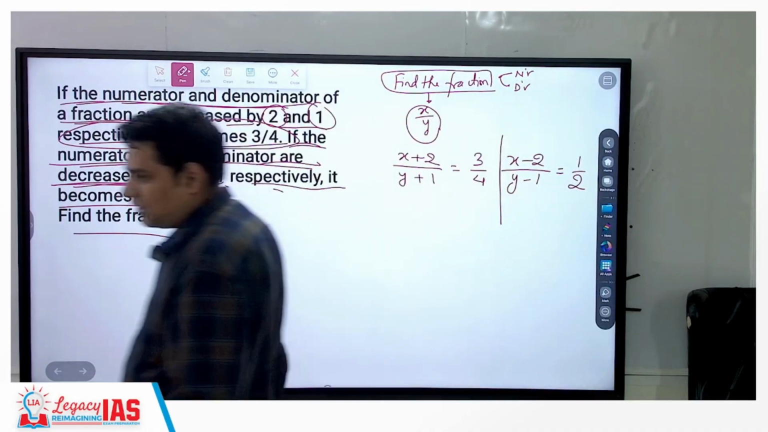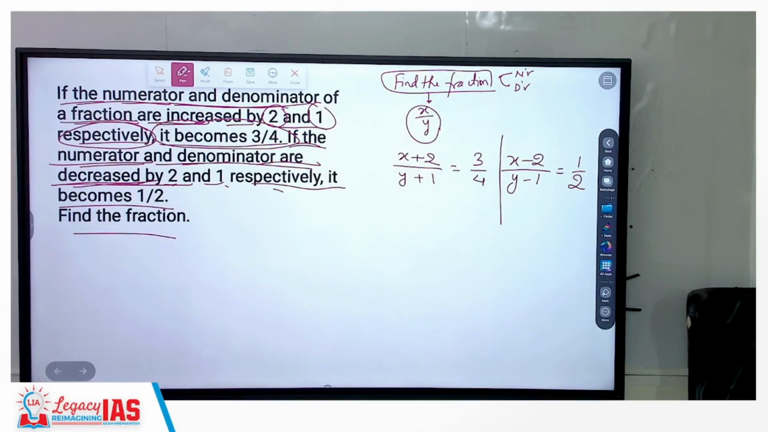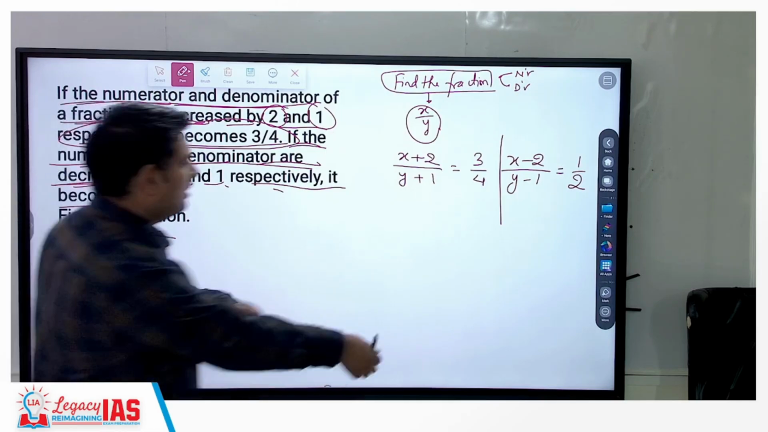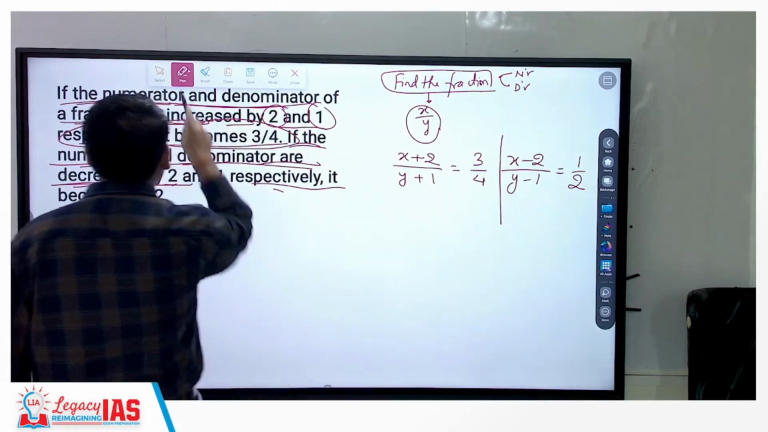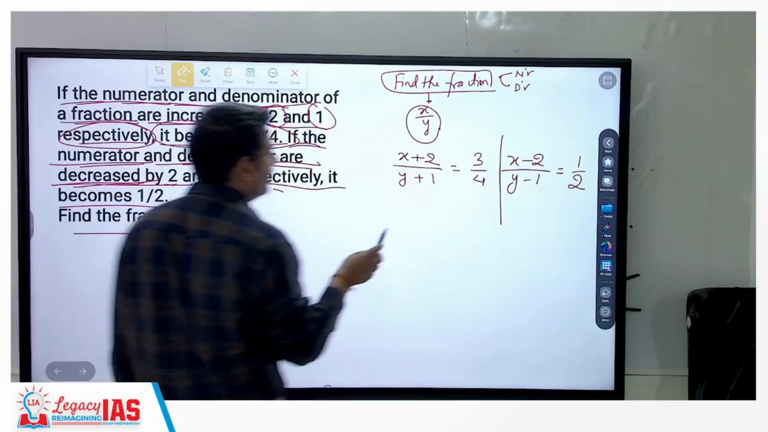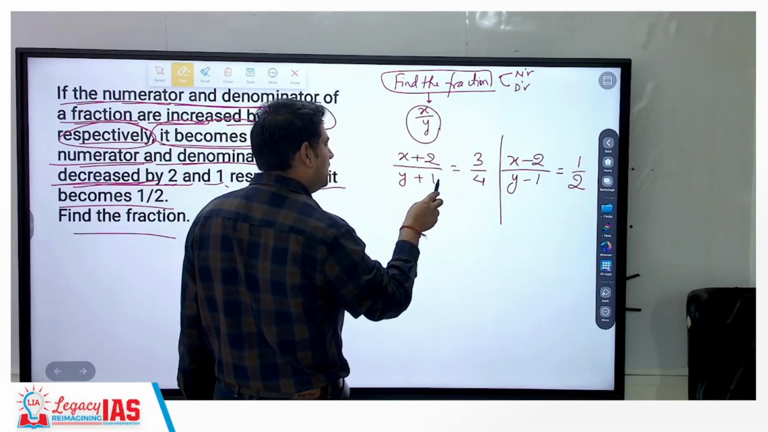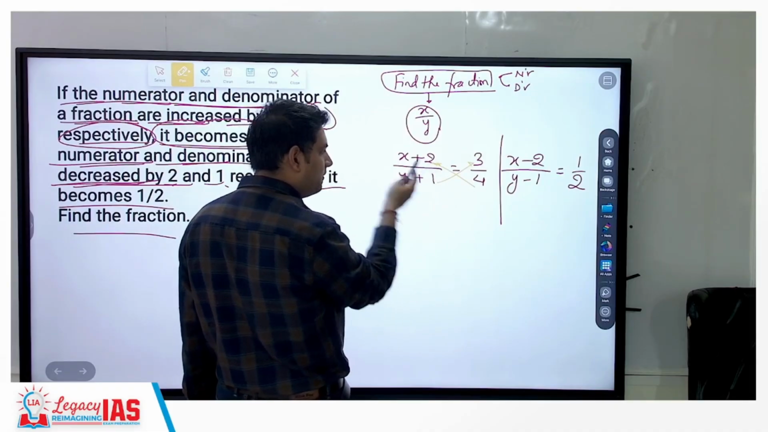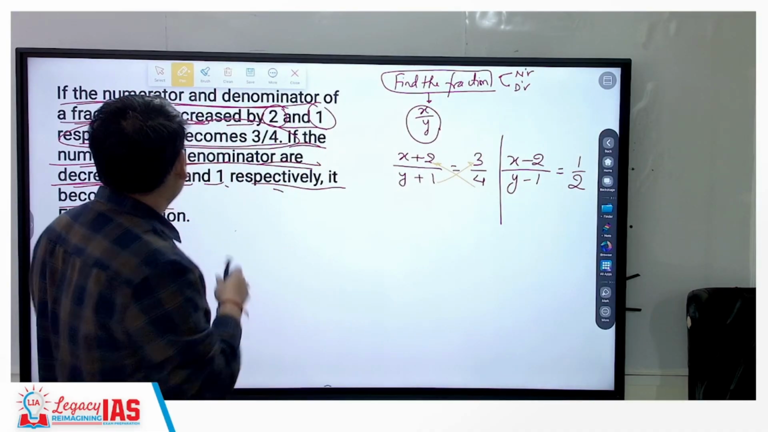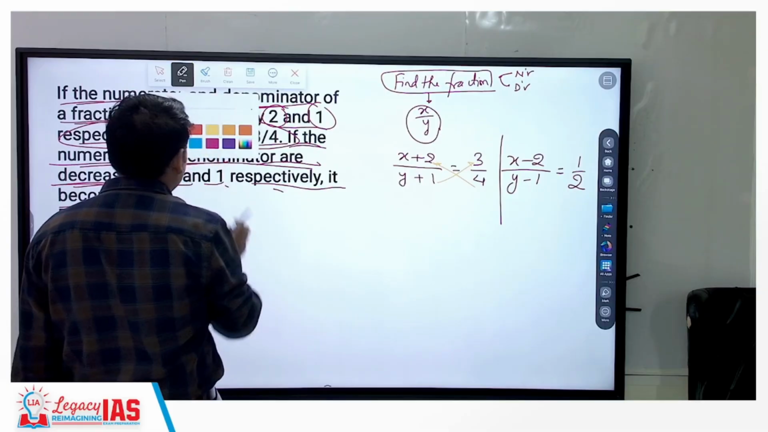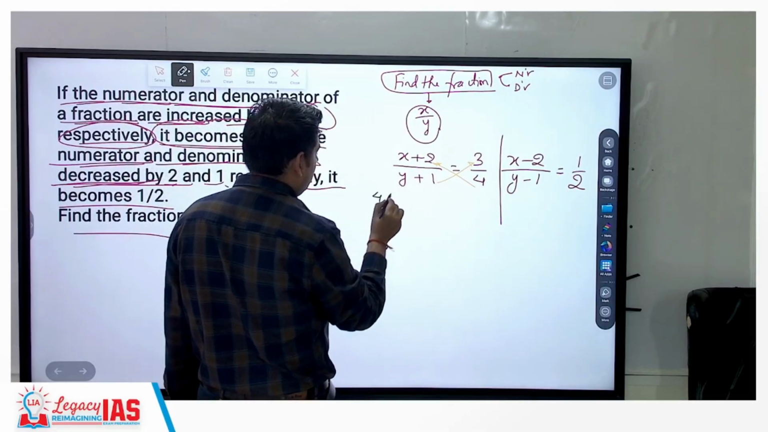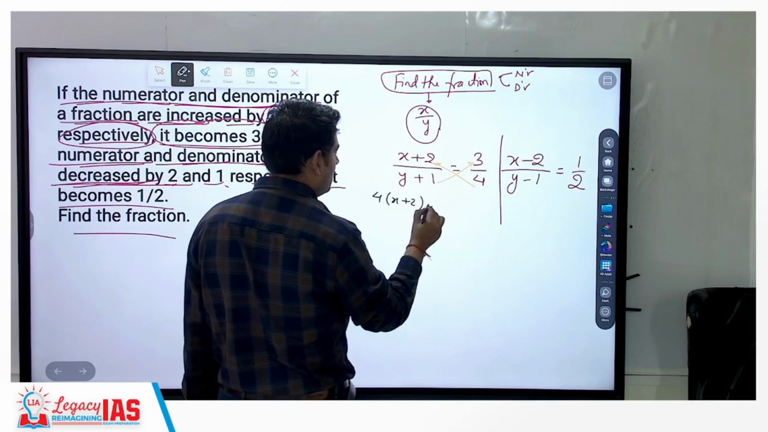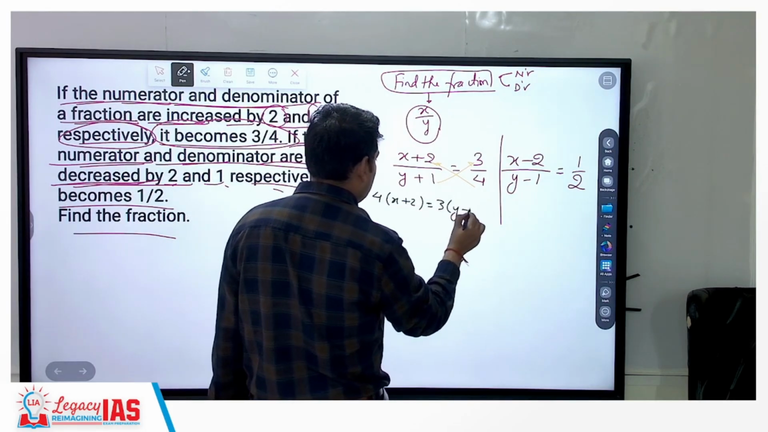Now this becomes a simple equation you can solve for x and y. How will you solve it? There is something called cross multiply that you apply here. This is being divided here. If I send it to that side of the equal sign, I will multiply it with 3. Similarly, 4 will be multiplied with this. So if I were to write the equation, it will be 4 into x plus 2 is equal to 3 into y plus 1.